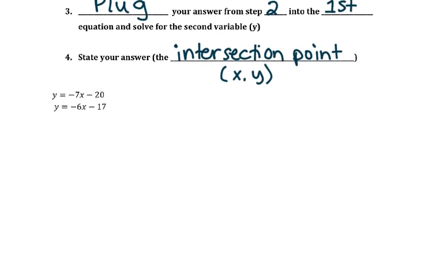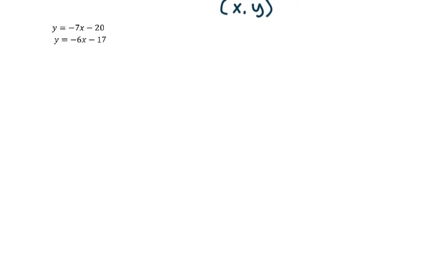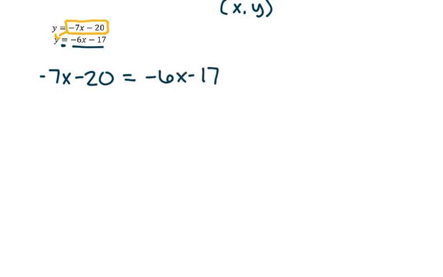So let's take a look here. This problem has two equations, and they are both in the y equals format. So we're going to take this first equation, and I'm going to box what y equals, and I'm going to substitute it in for y in the other equation. So instead of y, I'm going to erase it and put negative 7x minus 20 in its place, equals the other part, negative 6x minus 17. And now what we've done is created an equation that has only one variable. So let's go ahead and solve.